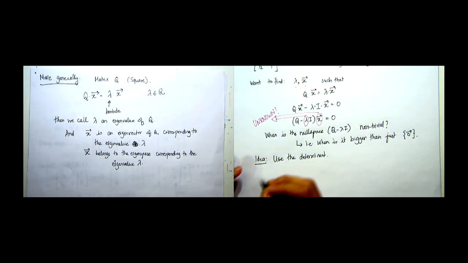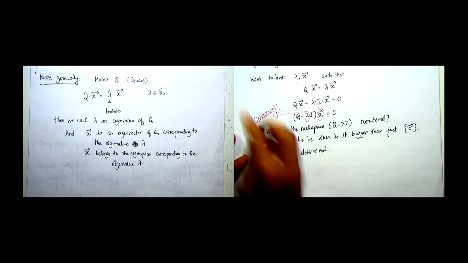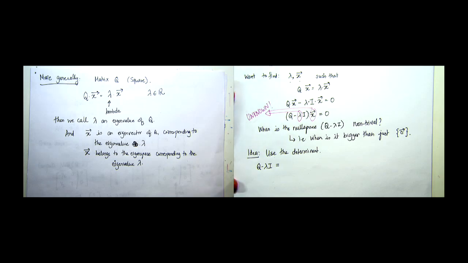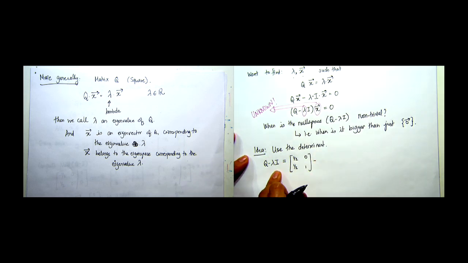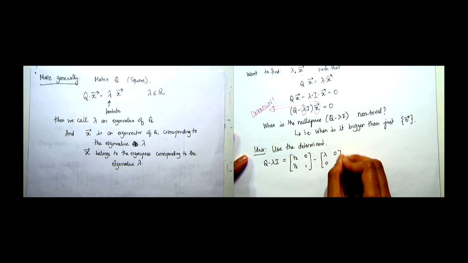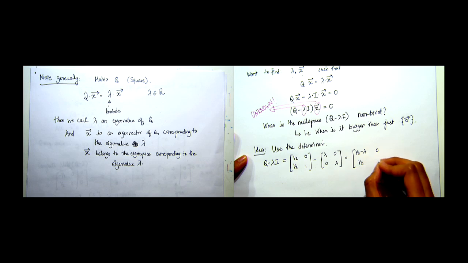So let's do this together. How are we going to do this? Let's first write out the matrix Q minus lambda times I. What does this matrix even look like? Let's do it for our simple example here, where Q is equal to 1/2, 1/2, 0, 1. What does the matrix lambda I look like? I have lambda, 0, 0, lambda. So this is equal to 1/2 minus lambda, 0, 1/2, 1 minus lambda.